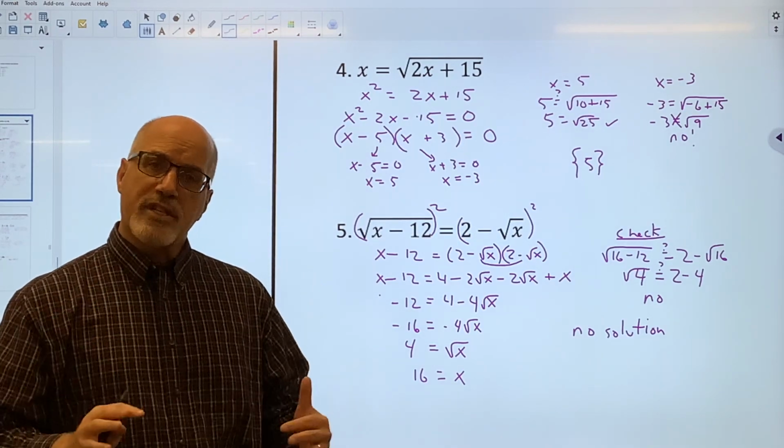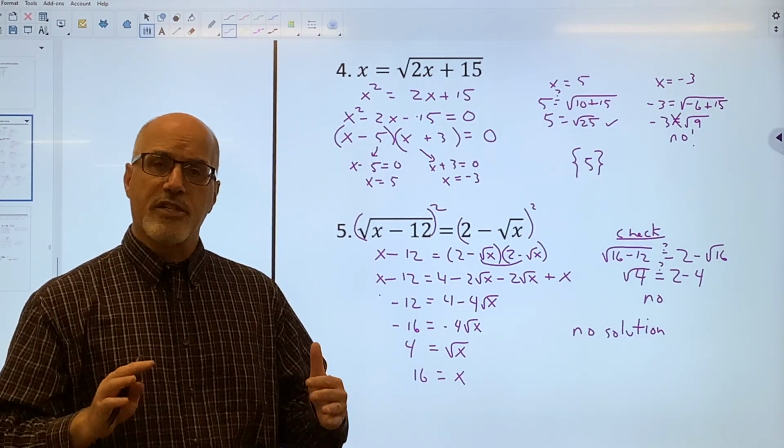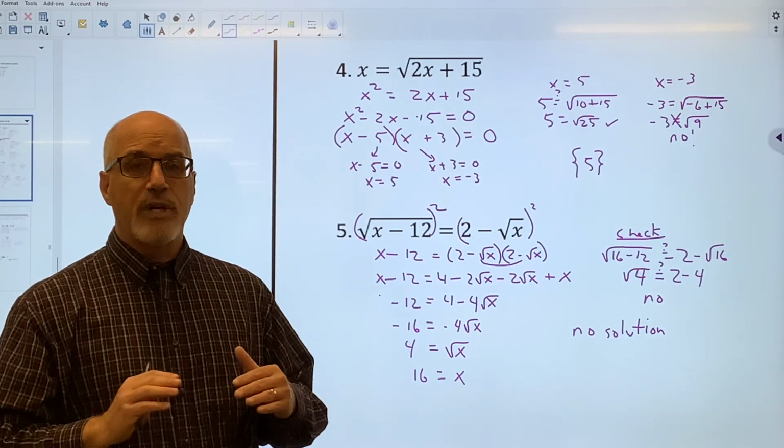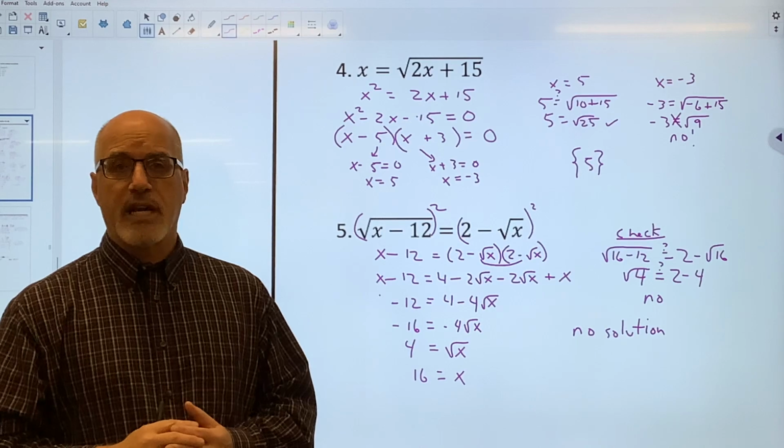So these are just more examples of solving radical equations. Make sure you follow the steps that we've come up with, and then when it's an even index, make sure you check your answers.